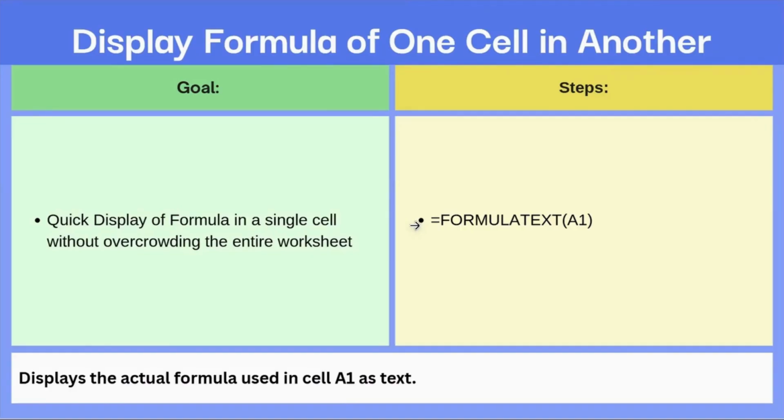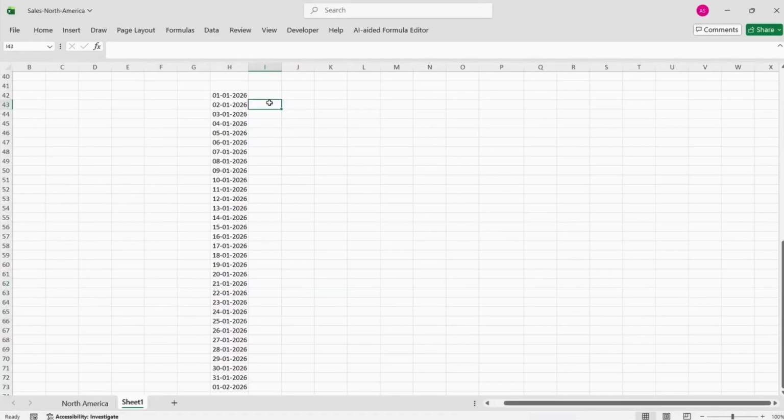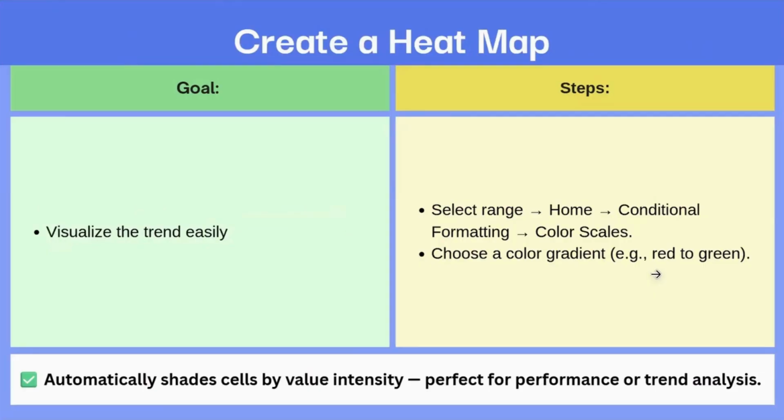Another way is to use FORMULATEXT. That is, you go to the cell, let's say, and just type FORMULATEXT and insert the cell in reference. And here you have the formula for that particular cell. That is if you want to check only a few specific cells instead of the entire worksheet, or that feels extremely cluttered to you.